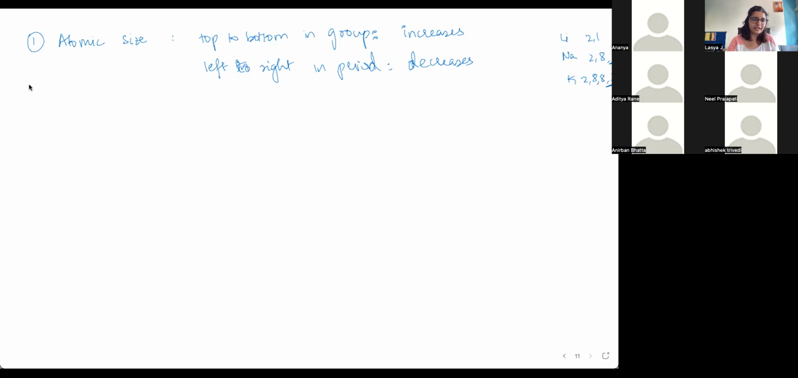So Aditya, Rane, Ananya also have mentioned it increases because of more shells. New shells are added when you go down a group. So that's why the atomic size increases. Okay. Left to right in a period, it decreases. So Abhishek, why does the atomic size decrease?